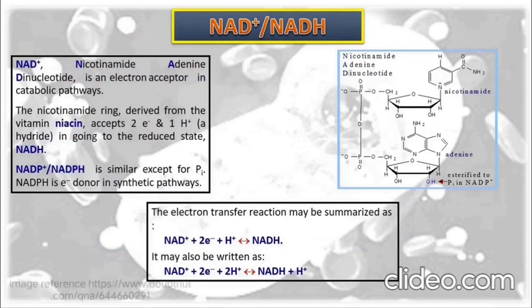What is NAD plus or NADH? It is nicotinamide adenine dinucleotide. It is an electron acceptor in the catabolic pathways. The nicotinamide ring, derived from the vitamin niacin, accepts 2 electrons and 1 proton in going to a reduced state, forming NADH. NADP plus or NADPH is similar except for an additional phosphate. NADPH is an electron donor in synthetic pathways. The electron transfer reaction may be summarized as NAD plus 2 electrons plus 1 proton. It also may be written as NAD plus 2 electrons plus 2 protons.